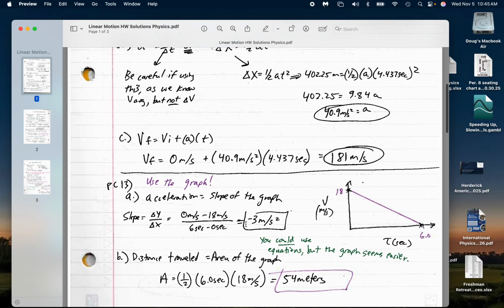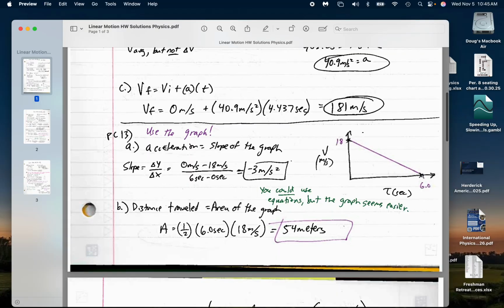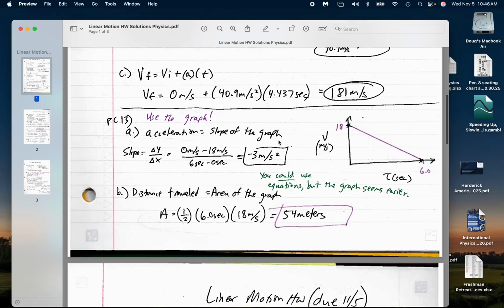For PC 13, I asked you to use the graph. You could use equations, but I want you to be able to use both, and you'll need to use both on your test. In this case, the acceleration is the slope of a velocity-time graph. That's change in y over change in x, so change in velocity over change in time. I have finished with 0 meters per second. I start with 18, so 0 minus 18. I finish at 6 seconds and start at 0 seconds, so that's 6 minus 0. That's negative 3 meters per second squared.